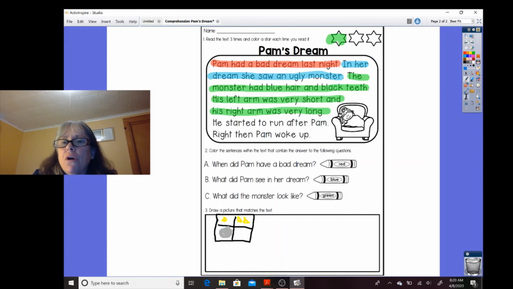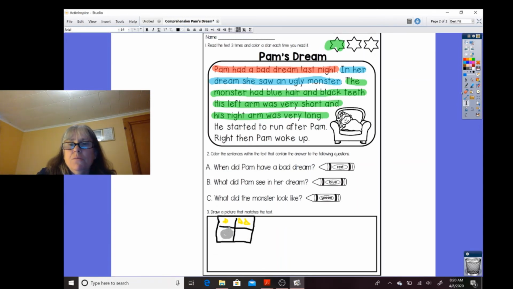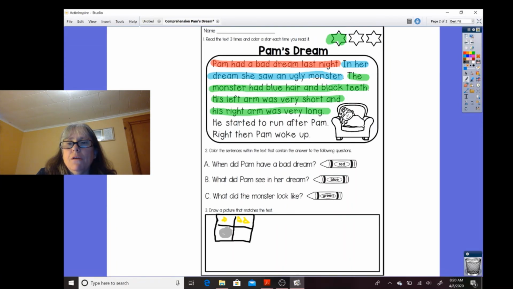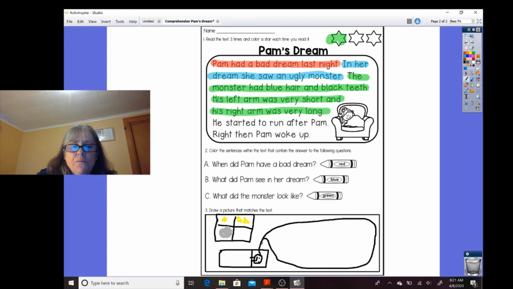Now I'm going to draw Pam's bed. Oops, I went to the wrong thing. Pam's bed to show that she's sleeping in bed like this. That's her covers. I'm just going to go like that because she's asleep. All right, we'll pretend those are closed eyes. And then I'm going to go like this to show that it's her dream, that she's thinking. Okay. So in her dream, there's a monster that's chasing her.